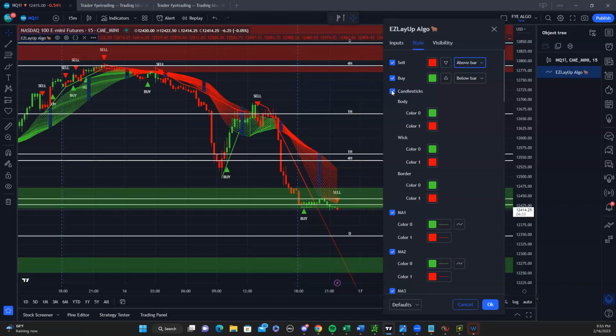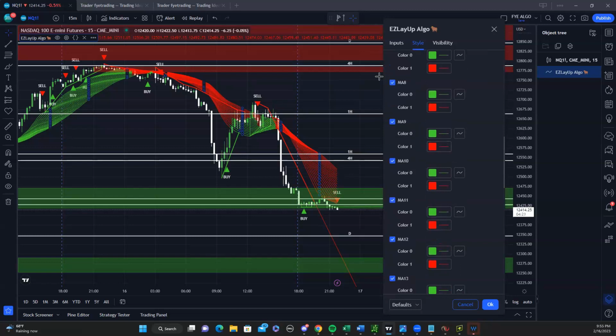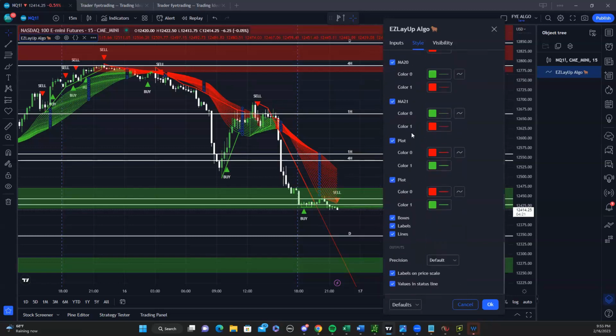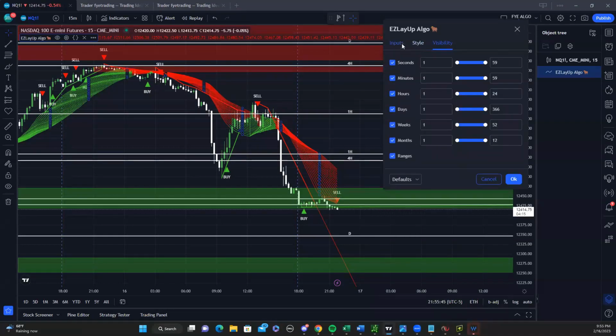The candlesticks, you can have them fixated to where the color is red if it is a sell, or green if it's a buy. I leave that off just so I can see the colors. And if you scroll down here, here's all the moving averages that we have. I leave the boxes, labels, lines, and all these things on, and I don't do anything with the visibility.